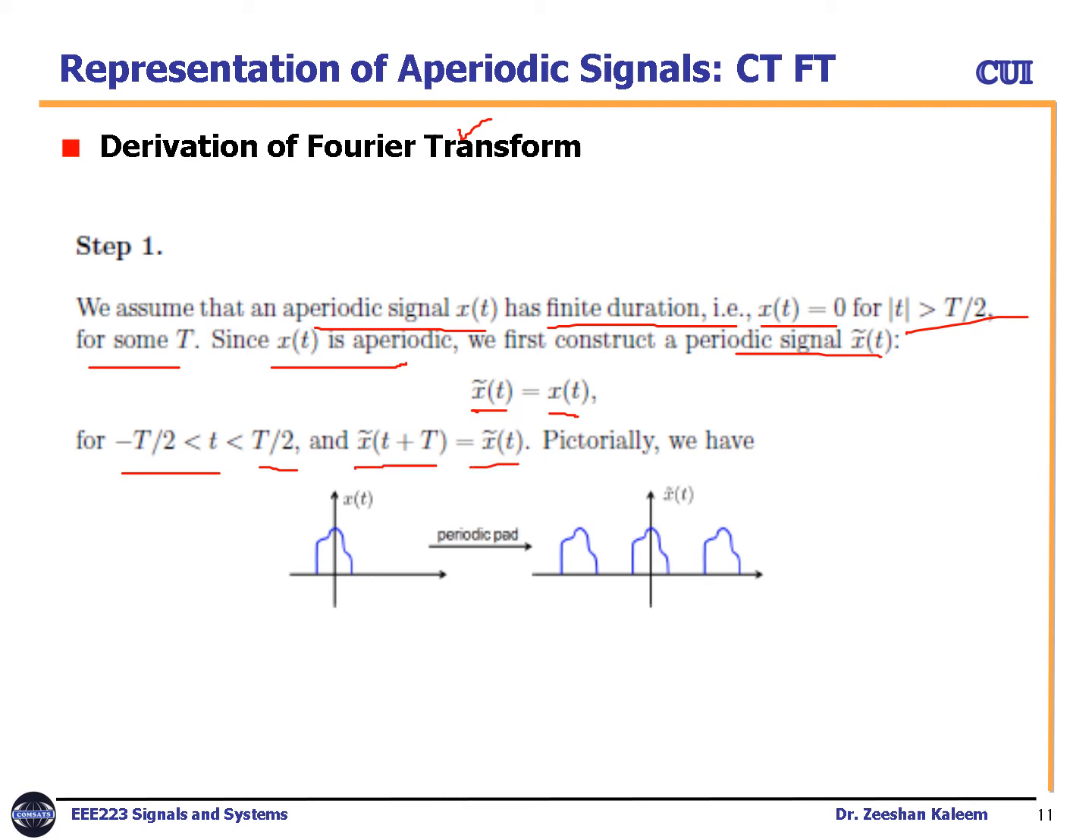So pictorially we have this x(t), which was an aperiodic signal, and we convert it into a periodic signal in this way. Look at this. This is x tilde(t). So the signal is repeating here, here, and here, right?